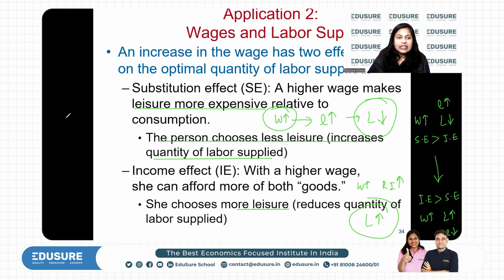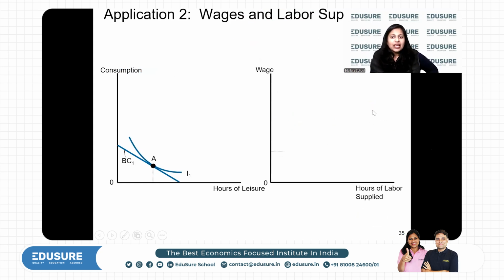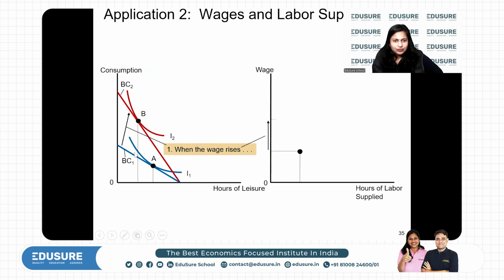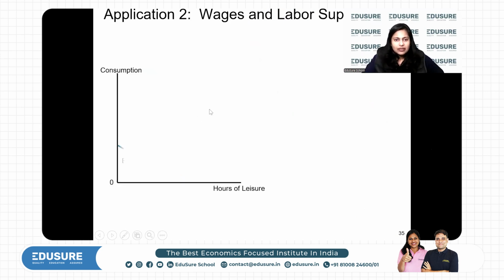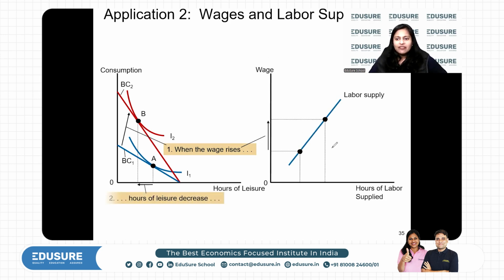So both of these will give us a different labor supply curve. So let's see what is the labor supply curve. Here we have consumption and leisure. On the right-hand side graph, we are drawing wages and hours of labor supplied. Wages and labor supplied gives us what we call the labor supply curve.